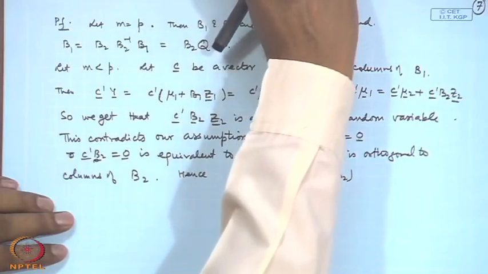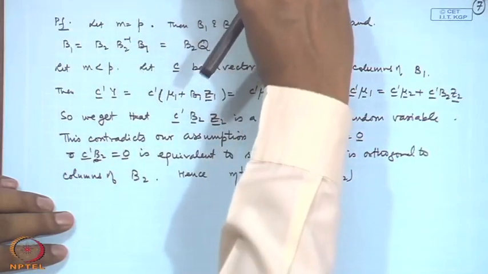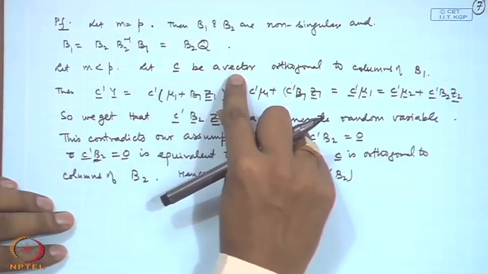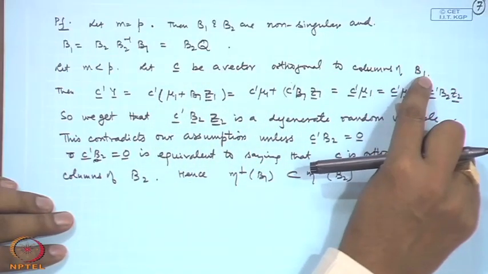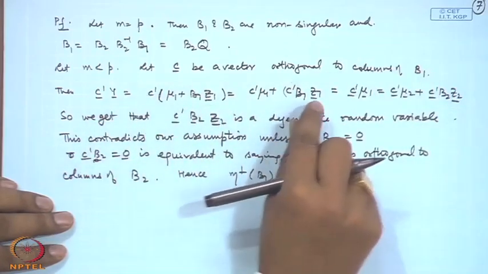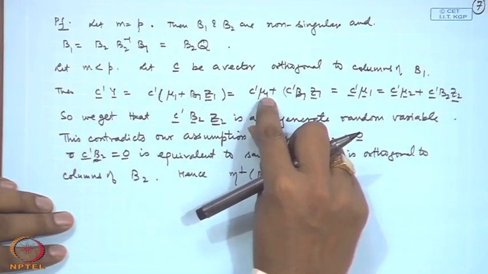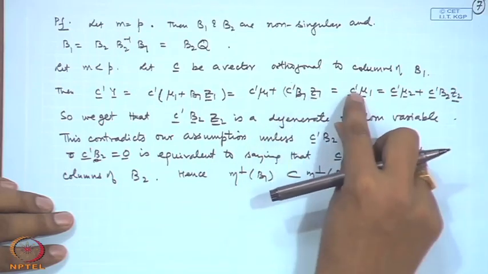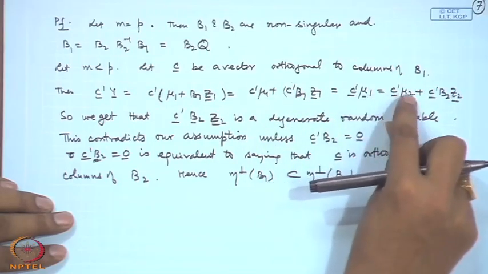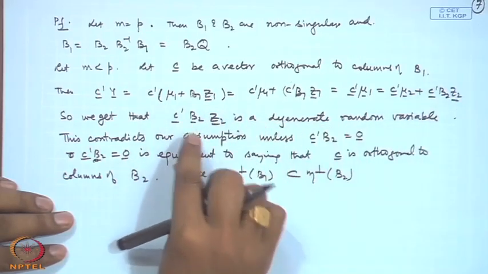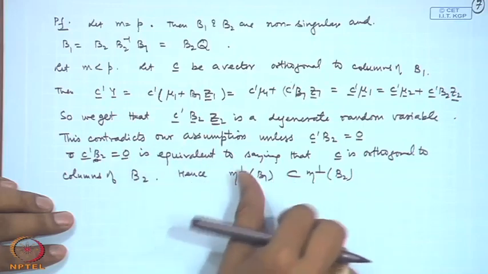Now, in this derivation, I have taken B1, B2. I started with C to be a vector orthogonal to the columns of B1. In place of that, suppose I write B2 here, then this statement will change. Here I will get C prime mu 2 and here I will get B2 Z2. So, this will become C prime mu 2, and here I can write C prime mu 1 plus C prime B1 Z1. In that case, I will get the same statement in the reverse way.